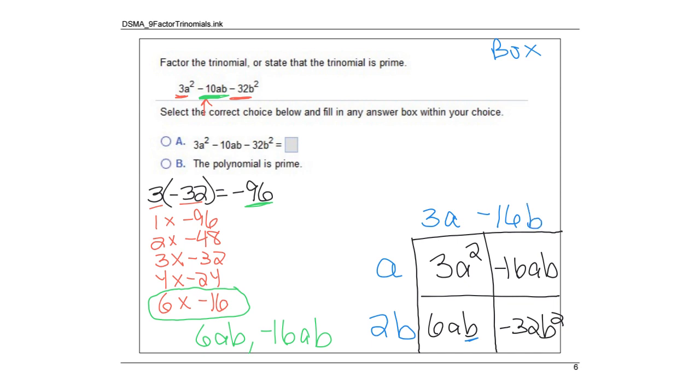Whew. All right, so I'm going to put all that up here so that I can check my work. A plus 2b times 3a minus 16b. Okay, so that's my answer. I hope. We're going to double check our work here. Let's go ahead and FOIL and check.